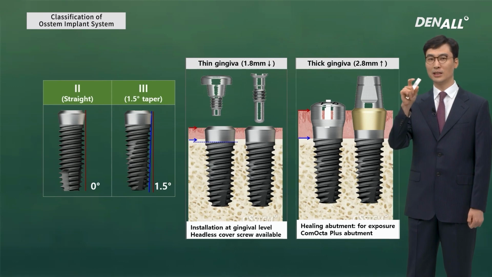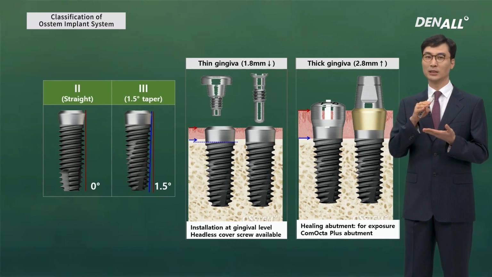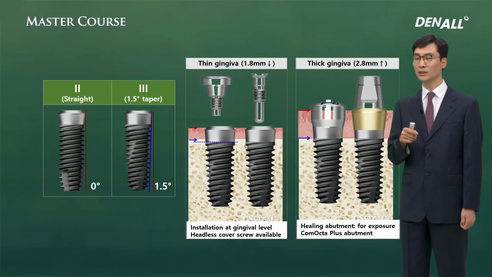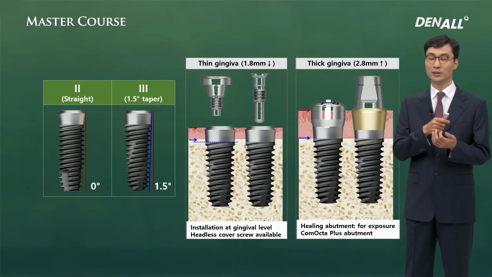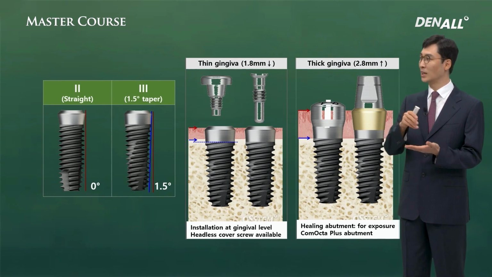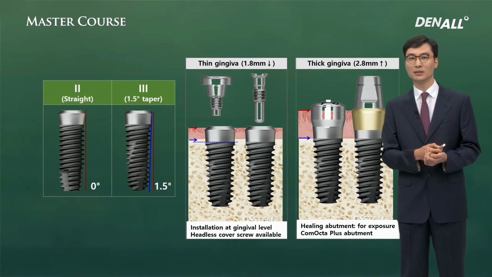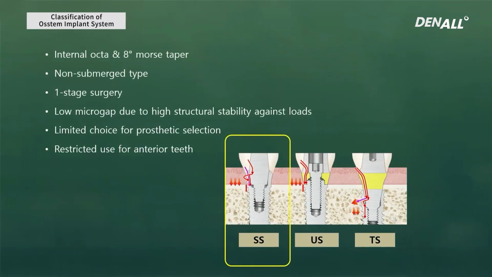It has smooth collar area above the rough surface at the top, so 1.8 or 2.8 millimeter high collars can be used. For thin gingiva, 1.8 millimeter collar can be used, and for thick one, 2.8 millimeter collar can be used, and healing abutment is connected, so one-stage surgery is performed. Prosthesis can be done using the COM-OCTA plus stock abutment. So in summary, SS has octa, not hex, internal 8 degrees Morse taper. It is a tissue-level implant only for one-stage surgery.